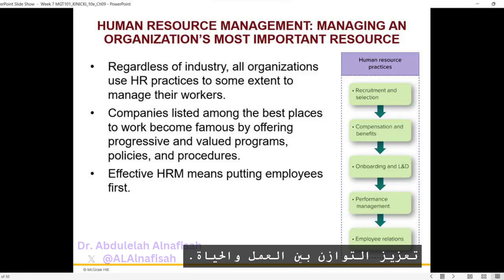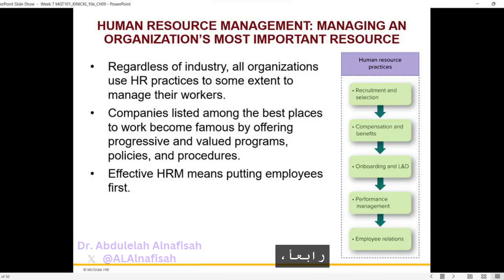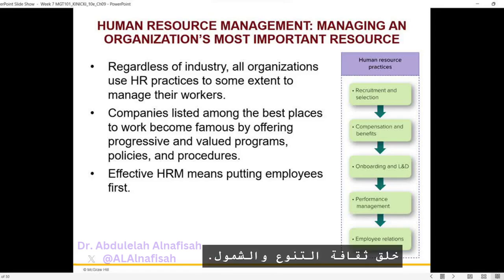3. Promoting work-life balance. Organizations offer flexible work arrangements and encourage breaks and vacations to maintain a healthy work-life integration. 4. Creating a culture of diversity and inclusion. Companies foster inclusive environments where employees feel respected and have equal opportunities for growth.